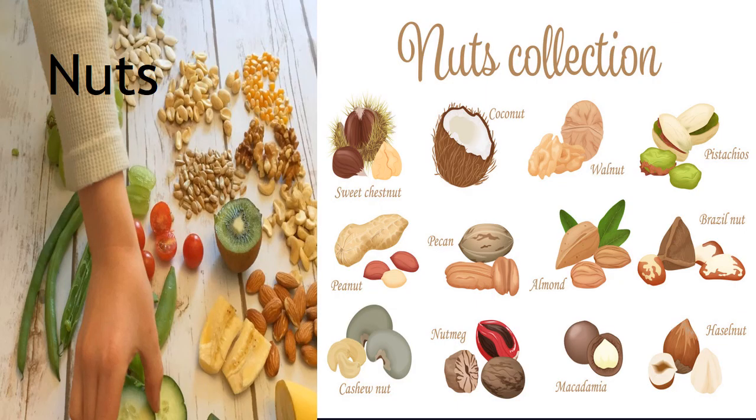Some more seeds, we can say nuts. For example, coconut means nariyal, walnut means akhrot, cashew nut means kaju, pistachio means pista, nutmeg means jayfal, and many more. These all are nuts that we eat as a food.